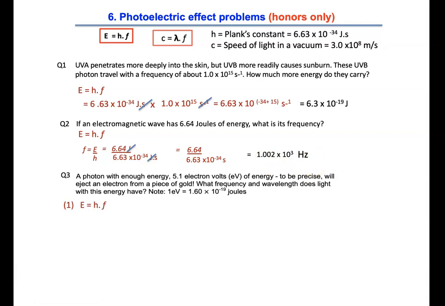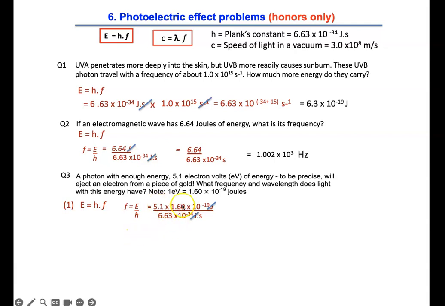Final question. E equals HF is the first equation we are going to use and solve. You're going to rearrange it like this because we are asked to find the frequency here. Then energy, we have been given 5.1 electron volts. You can convert this to joules because 1 electron volt is 1.6 times 10 to the negative 19 joules. So you're going to multiply 5.1 by this value, and then you're going to divide it by the Planck's constant, just like this. And then joules and joules cancel out.